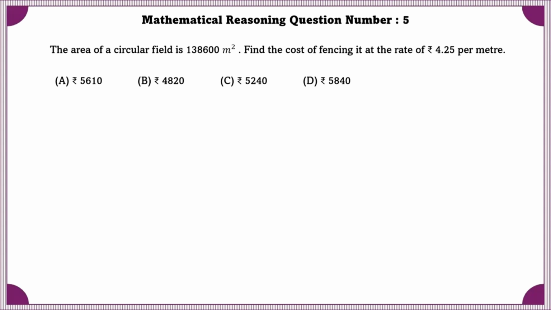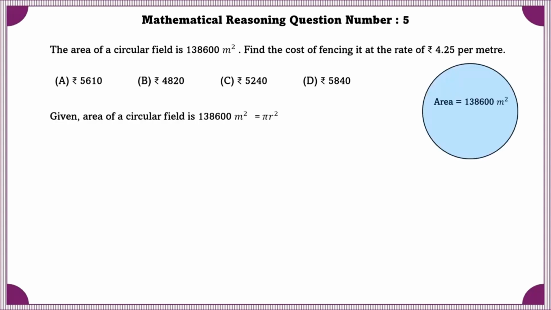Mathematical reasoning question number 5. The area of a circular field is 1,38,600 meters square. Find the cost of fencing it at the rate of 4.25 rupees per meter. Given area of circular field is 1,38,600 meters square, which is equal to pi r square.